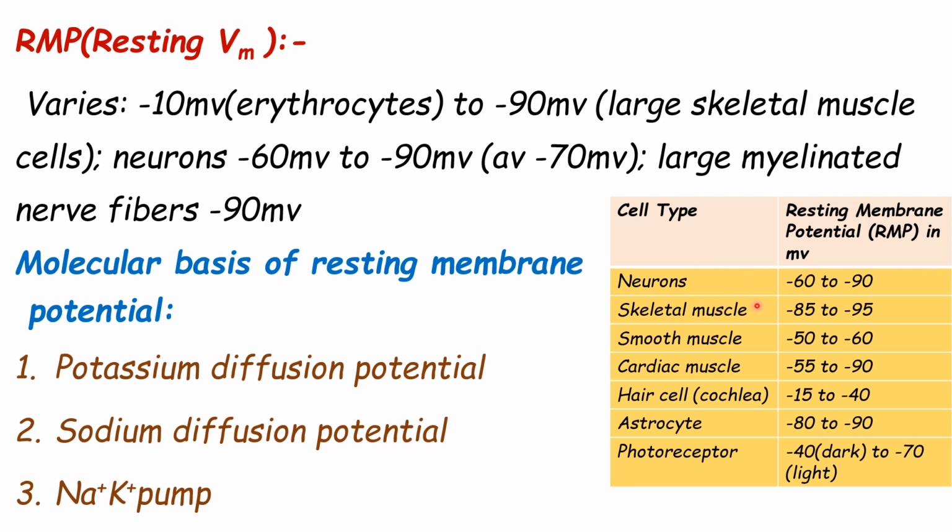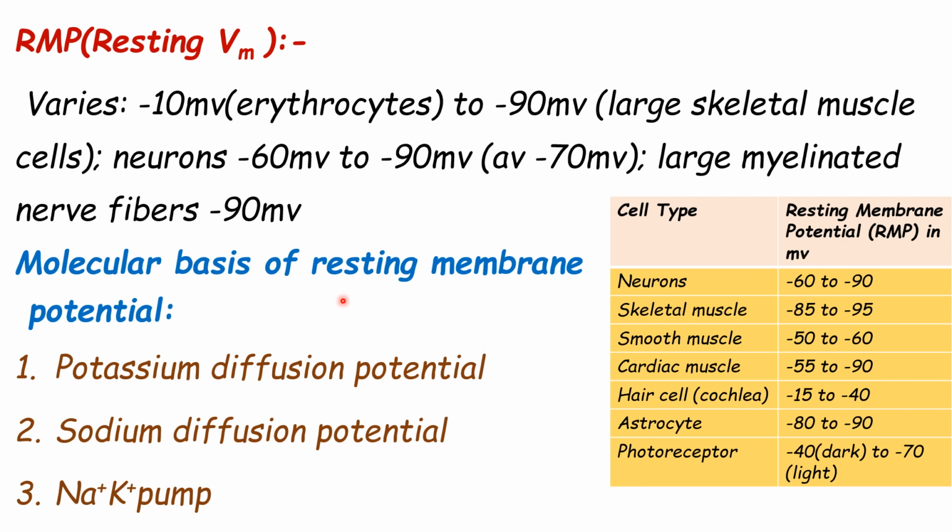For skeletal muscle, minus 85 to minus 95 millivolts. Smooth muscle, minus 50 to minus 60 millivolts. Cardiac muscle, minus 50 to minus 90 depending on the type of cardiac muscle. Hair cells of the cochlea, minus 15 to minus 14 millivolts. Astrocytes in the brain, minus 80 to minus 90 millivolts. Photoreceptors, minus 40 in the dark to minus 70 in the light. So there are multiple different resting membrane potentials depending upon the type of the cell.